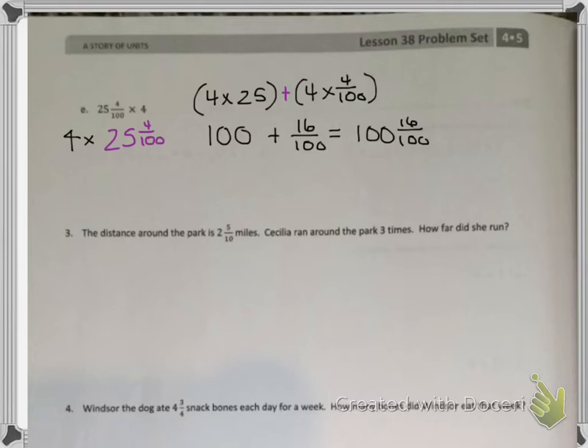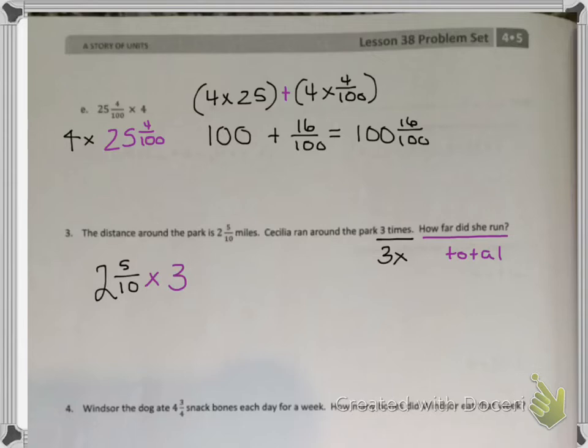Let's look at a word problem dealing with multiplying mixed numbers and whole numbers. The distance around the park is 2 5/10, so we have 2 5/10 here. Cecilia ran around the park 3 times. So I know what that looks like. I know I'm multiplying, so 3 times. And how far did she run? This is like a total amount, so we're going to have to multiply and find the total. So we're going to multiply by 3 here.